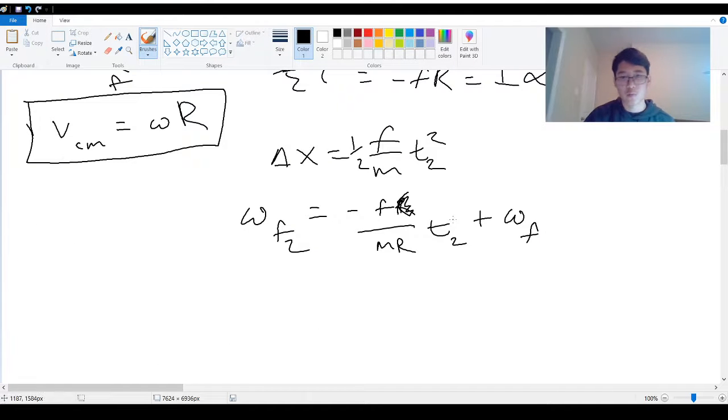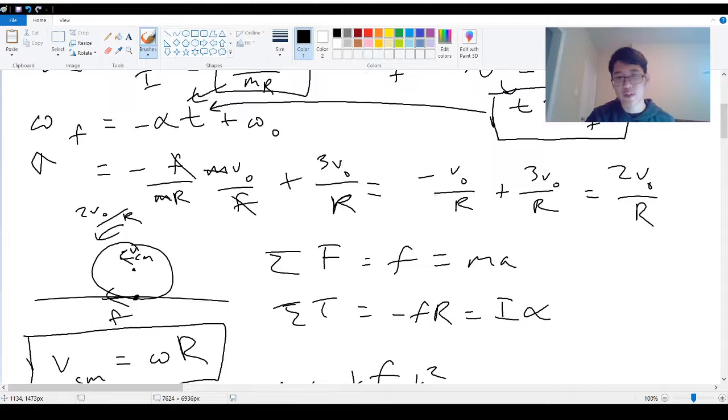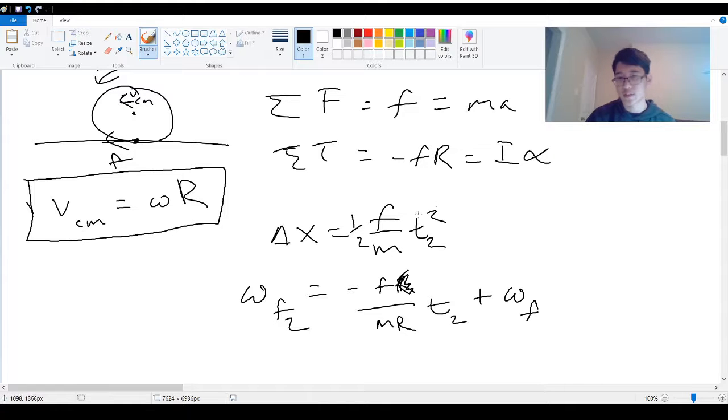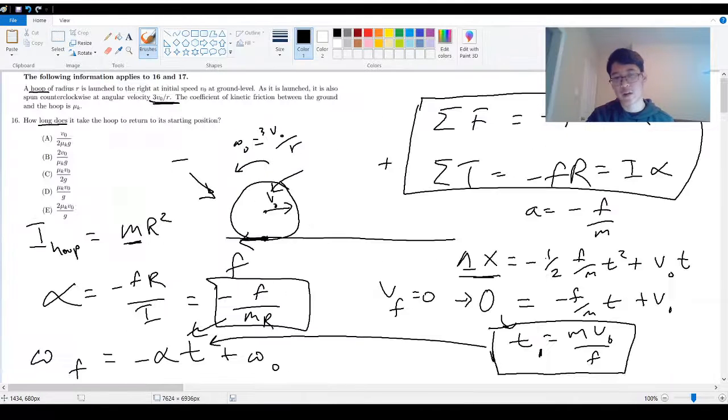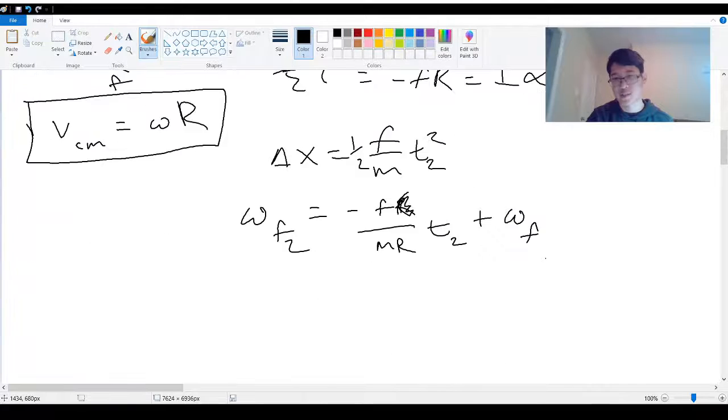So now we can try to find this time. The goal again is to find this time t2 that it takes for it to reach back to its original position, and then we'll add up t1 and t2. I'll call this t1, the time that it takes for it to get to the point where it starts moving backwards, and then it's plus the time it takes for it to get back.